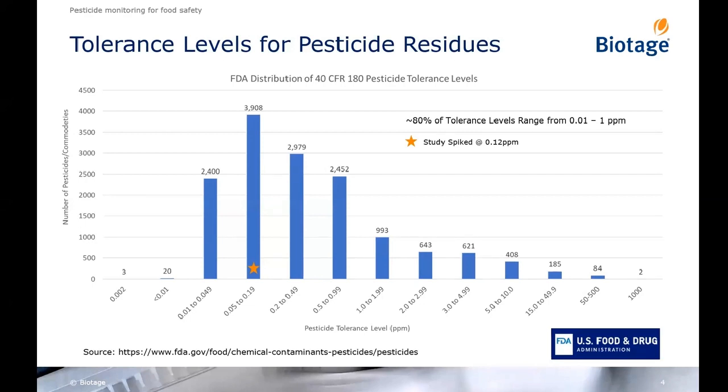But most of the pesticide tolerance levels range from 0.01 to 1 part per million. So as a reference point, I put a star right where our study spike level is at, which is 0.12 part per million.